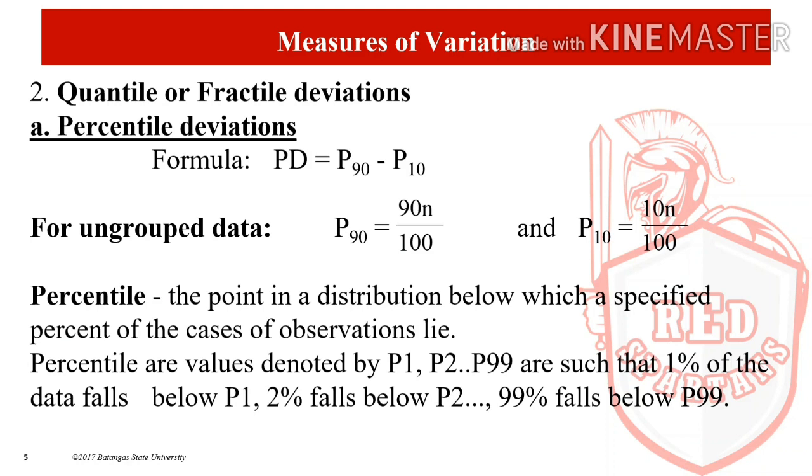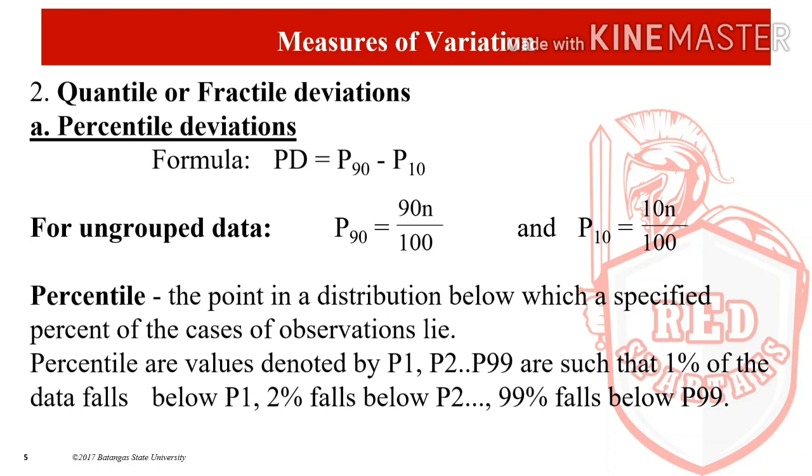So for example, meron tayong data or values from 1 to 10. So meaning meron tayong n is equal to 10. Kunin natin si P sub 10 at si P sub 90. So for P sub 10, 10 times 10 over 100 is equal to 1. Then, for P sub 90, 90 times 10 over 100 is equal to 9. So, meaning yung P sub 10 natin ay yung first value and P sub 90 natin is the 9th value.